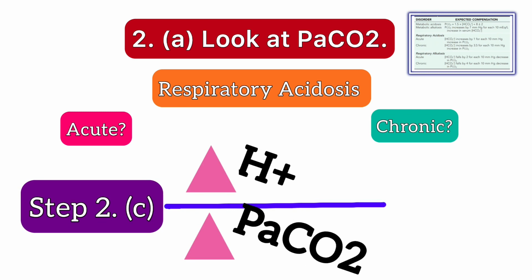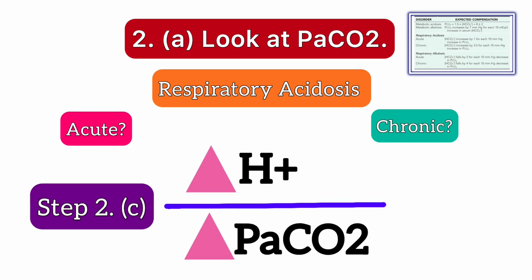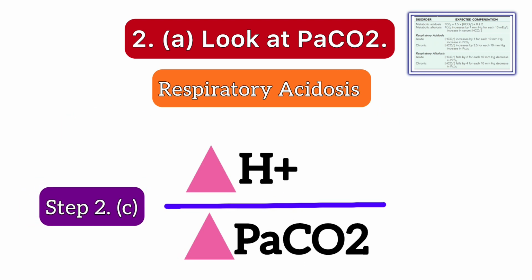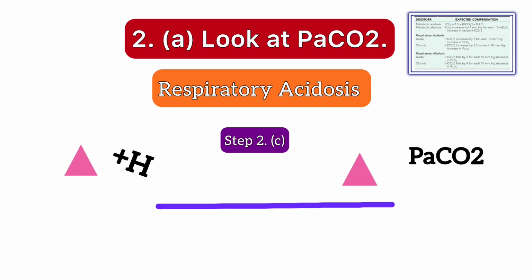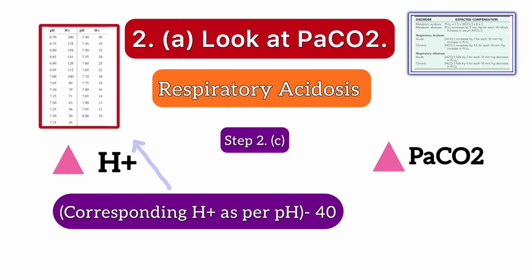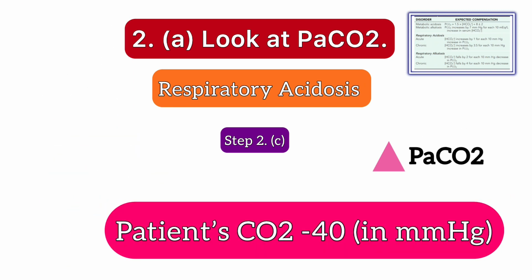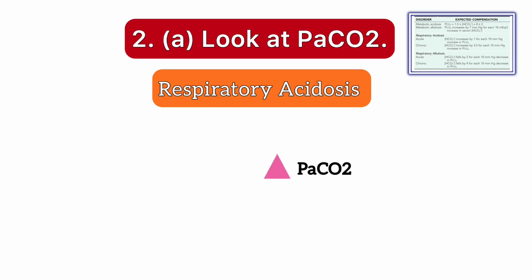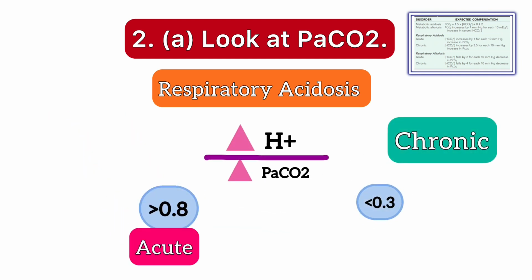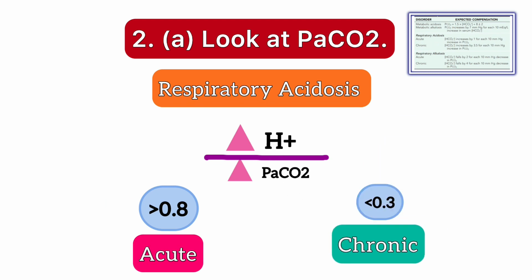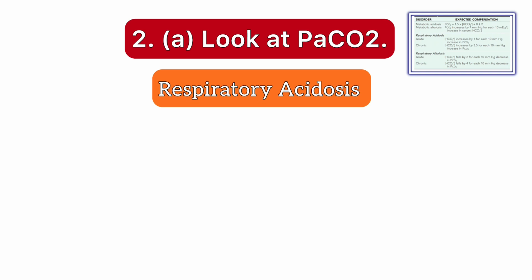So, just calculate delta H divided by delta PaCO2. Delta H is nothing but corresponding hydrogen ion concentration from this table minus 40, while delta PaCO2 is nothing but patient's carbon dioxide minus 40. If this ratio is more than 0.8, then the process is acute. If this ratio is less than 0.3, then the process is chronic. And if it is in between, then it is acute on chronic respiratory acidosis.